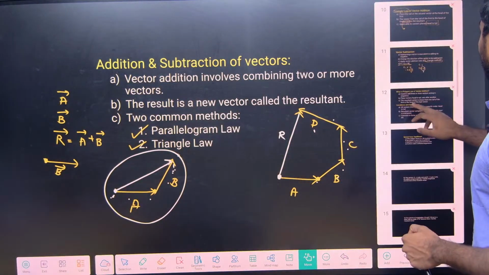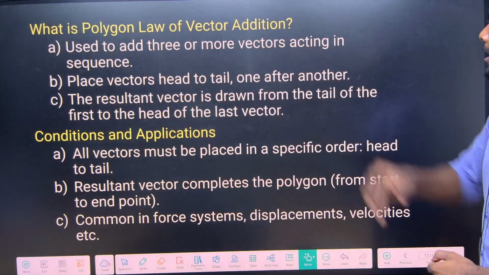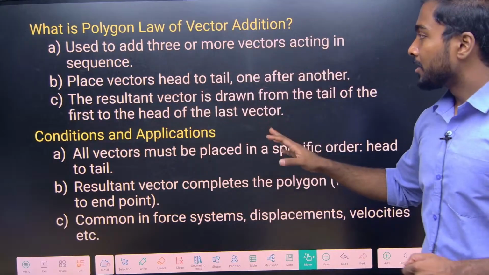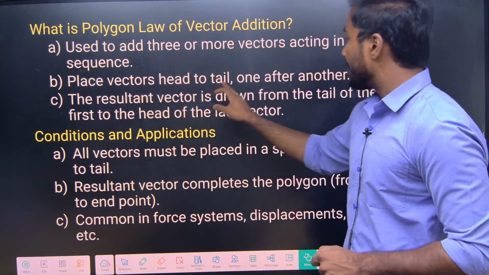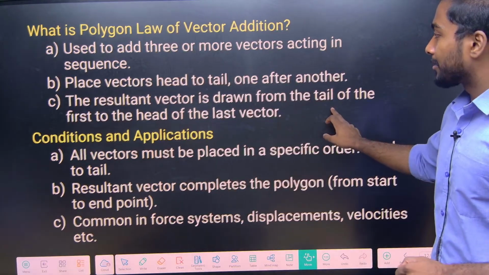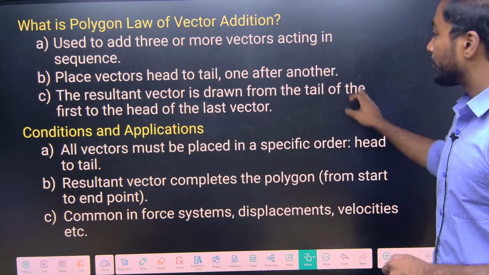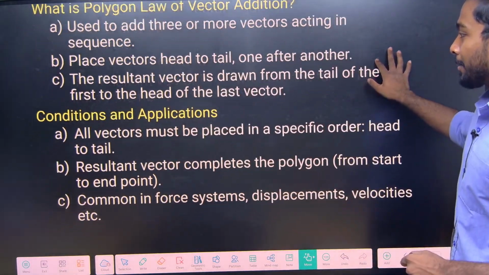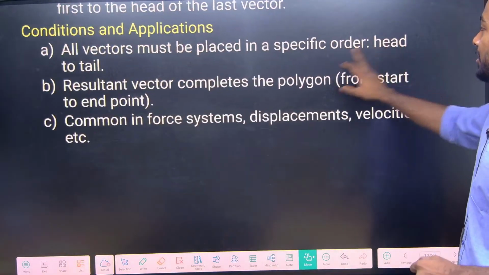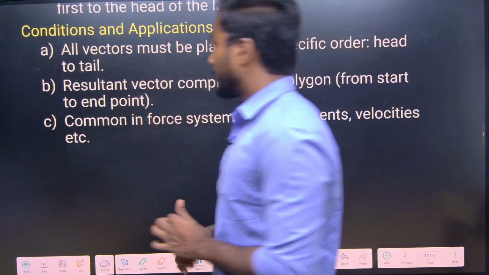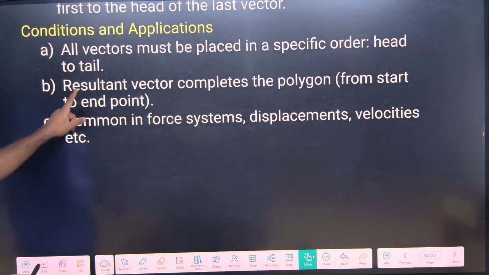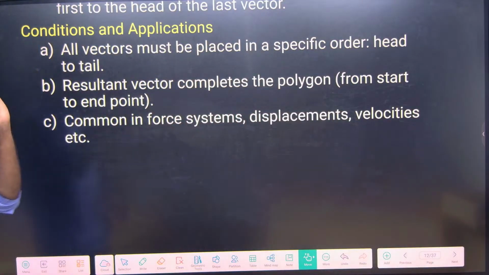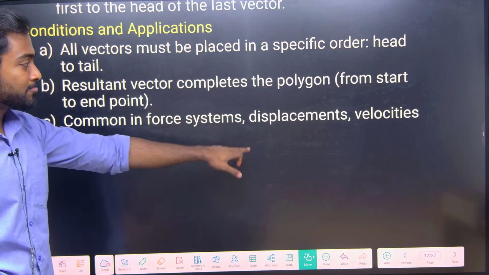Used to add 3 or more vectors acting in a sequence, which means place the vectors head to tail one after another. The resultant vector is drawn from the tail of the first vector to the head of the last vector. Condition and application: all vectors must be placed in the specific order, head to tail. This is the first condition. Second condition, the resultant vector completes the polygon, from start to end point. Common in force systems, displacement and velocity.